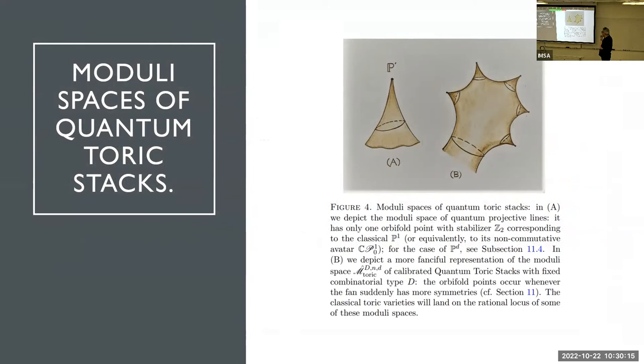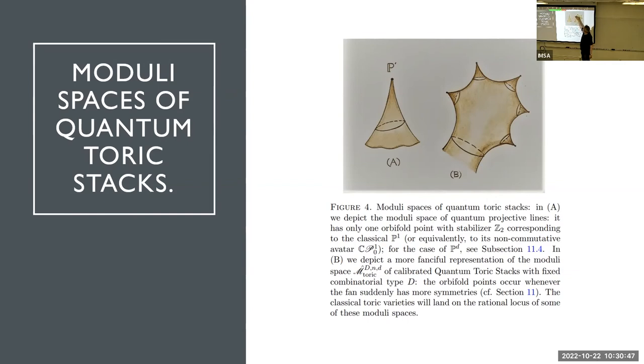And this is what it looks like. What is beautiful, of course, is that the rational points of this moduli space are the classical toric varieties. And the irrational points of this toric moduli space are the quantum toric stacks, or non-commutative or quantum toric varieties. You have here all the classical toric varieties lying around. And then here you have all the weighted projective spaces.